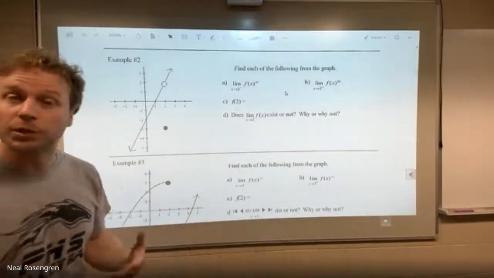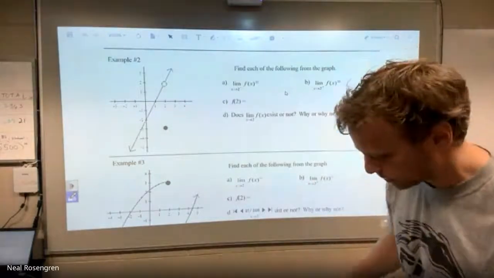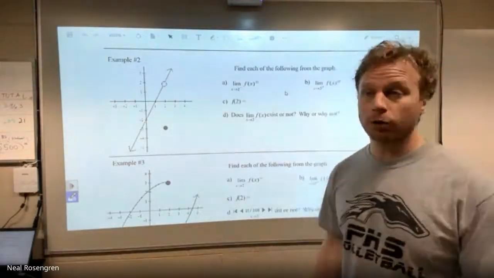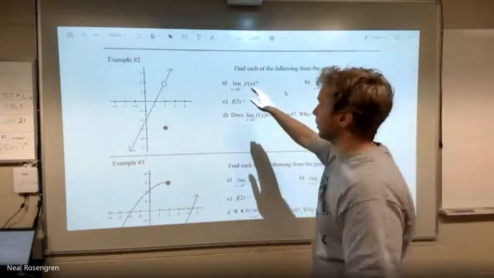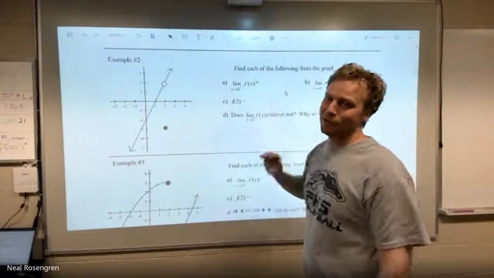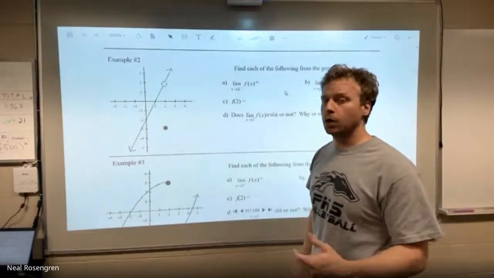They picked x equals 2 as the number we're gonna get close to. And they went from the left first and then from the right second. Doesn't really have to go in that order, but that's the order that they wrote it in. So we'll just kind of read whatever's there, right? The limit of f of x as x approaches 2 from the left.